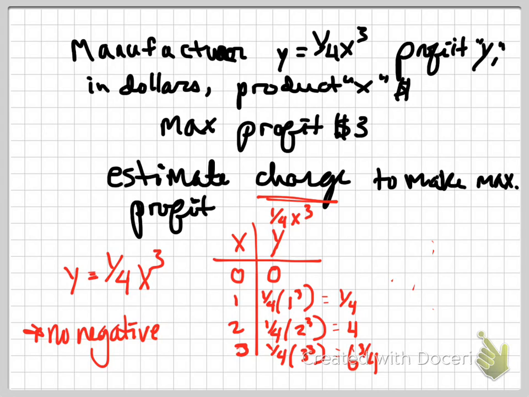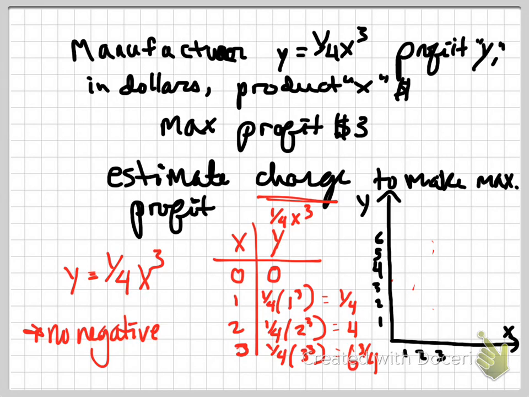I'm going to go ahead and graph this. x and y axis. 1, 2, 3. 1, 2, 3, 4, 5, and 6. So 0, 0. And we have 1, 1/4. We have 2, 4. And then we have 3, 6 3/4. So I'm going to connect my dots there.